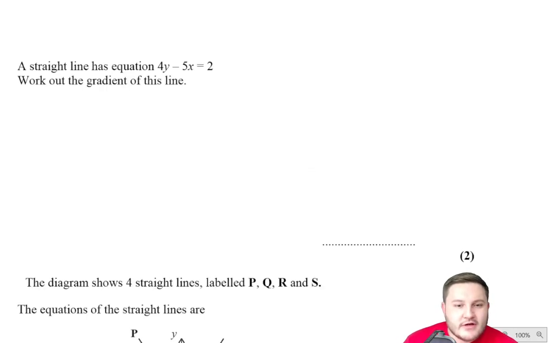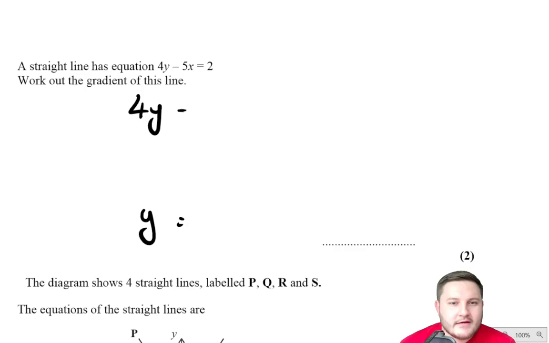Right then, let's have a look at a slightly tricky one. A straight line has equation 4y take away 5x is equal to 2. Work out the gradient of this line. Well, the end goal is to make it y equals, right? That's the end goal. So what do we need to do to change this to be y equals? Well, we need to add 5x, so we get 4y is equal to 5x plus 2.